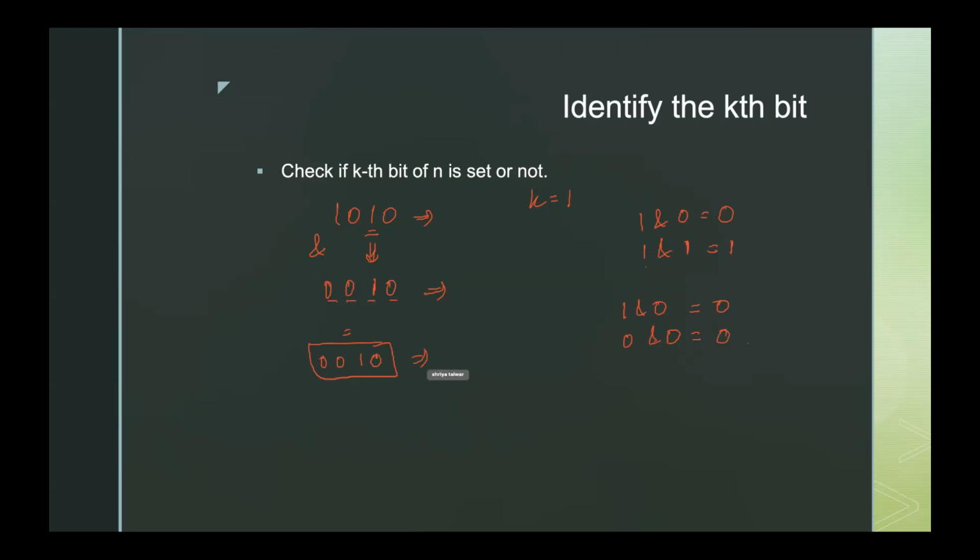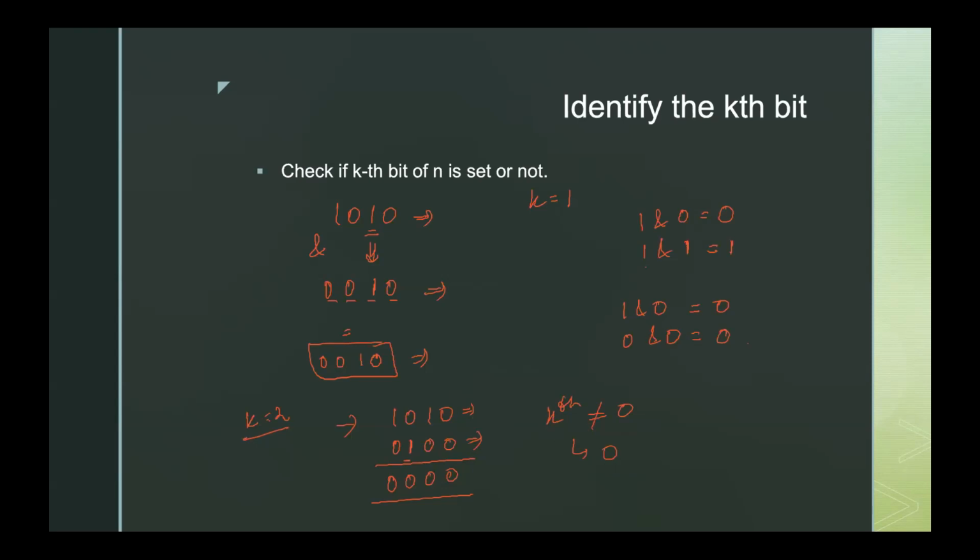Now, if the value of k had been 2, in this case we would have wanted our second bit to be set and the rest of the bits to be not set. And the output obtained in such a case would have been 0. So what we can conclude from here is, if the kth bit is set, the output of the AND of this number will always be non-zero. And if the kth bit is not set, the output is going to be 0.